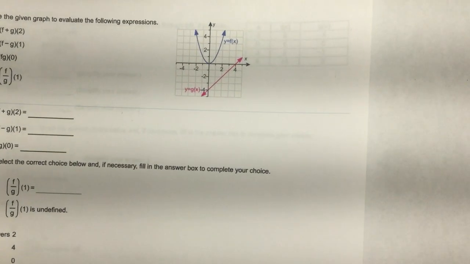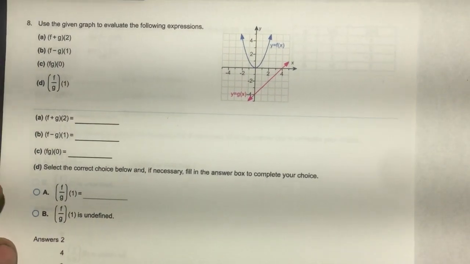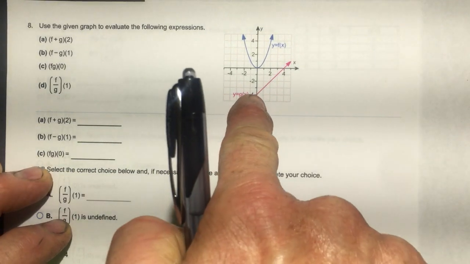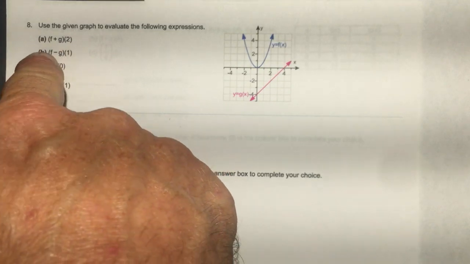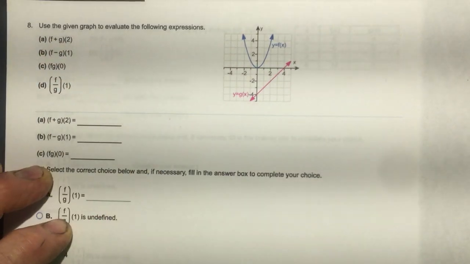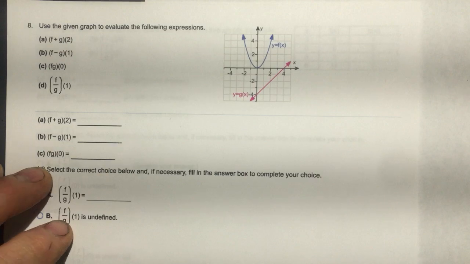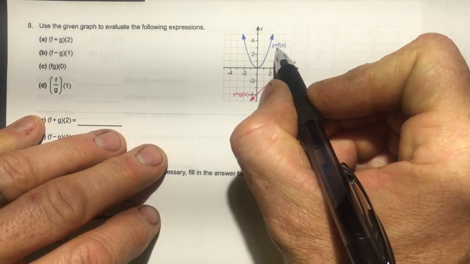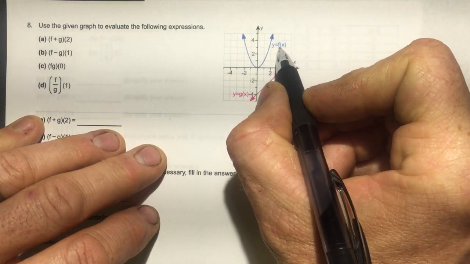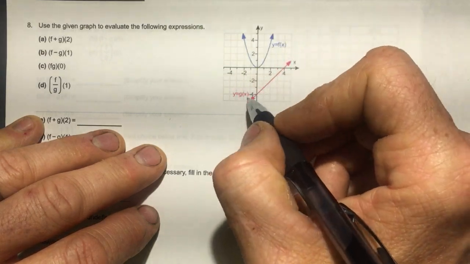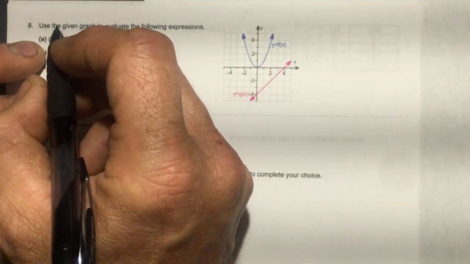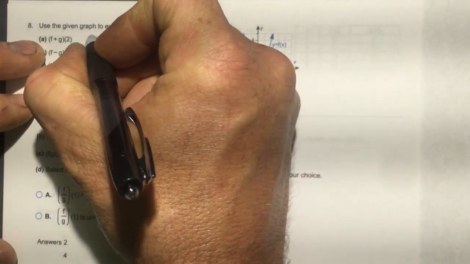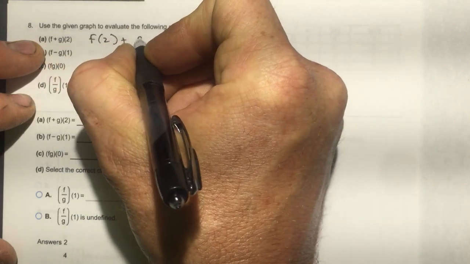Okay, now, I like doing these right here. These are kind of interesting. We've got a graph here. Okay, we want to find f plus g of 2 and f minus g of 1 and so forth on these. Okay. All right. And if you look at the graph over here, the blue one is the f of x function, and the red one is the g of x function. All right, so here I want to do f plus g of 2, which means I'm going to do f of 2 plus g of 2.